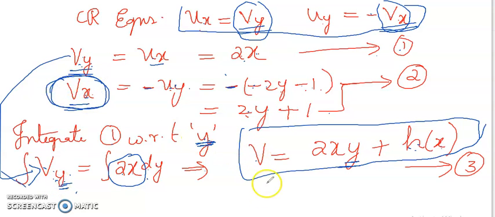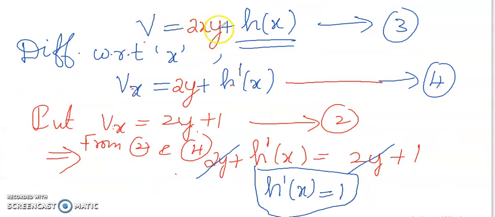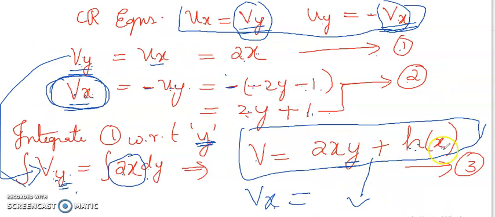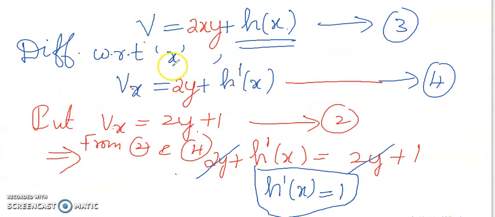So now let us differentiate v with respect to x. From 3 we can find by differentiating with respect to x. Already we have a vx, that is equation number 2. Okay, so we will continue with that. V is 2xy plus h of x. Now differentiate with respect to x, we get vx equal to 2y plus h dash of x, where the derivative of h of x is h dash of x. Now this is equation number 4.